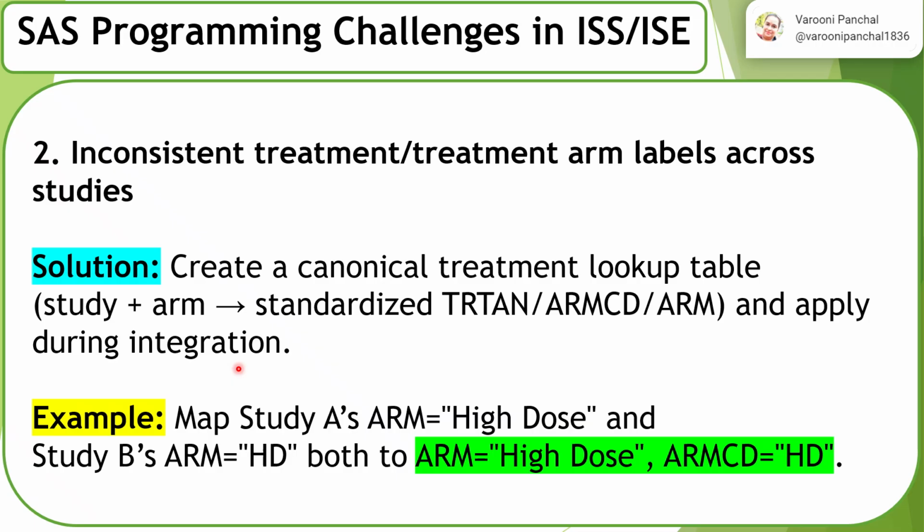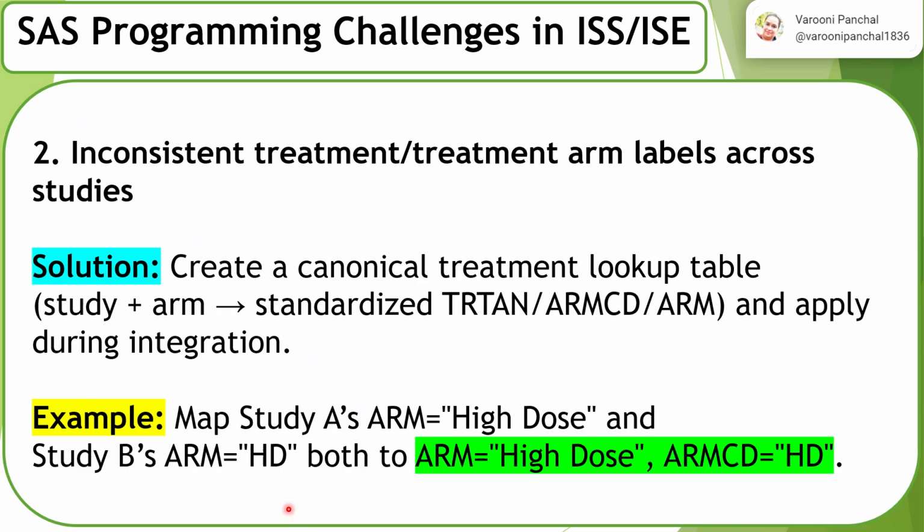ISE study. Now say, for example, I'm trying to map study A, where the arm is High Dose, with the D capital and the H capital, so it is in proper case, and the study B arm is HD. Now you don't know what HD stands for. A layperson looking at it would not know. In study A it is high dose, whereas in study B it is HD. So again, you see inconsistent labels have been assigned to the treatment arm.